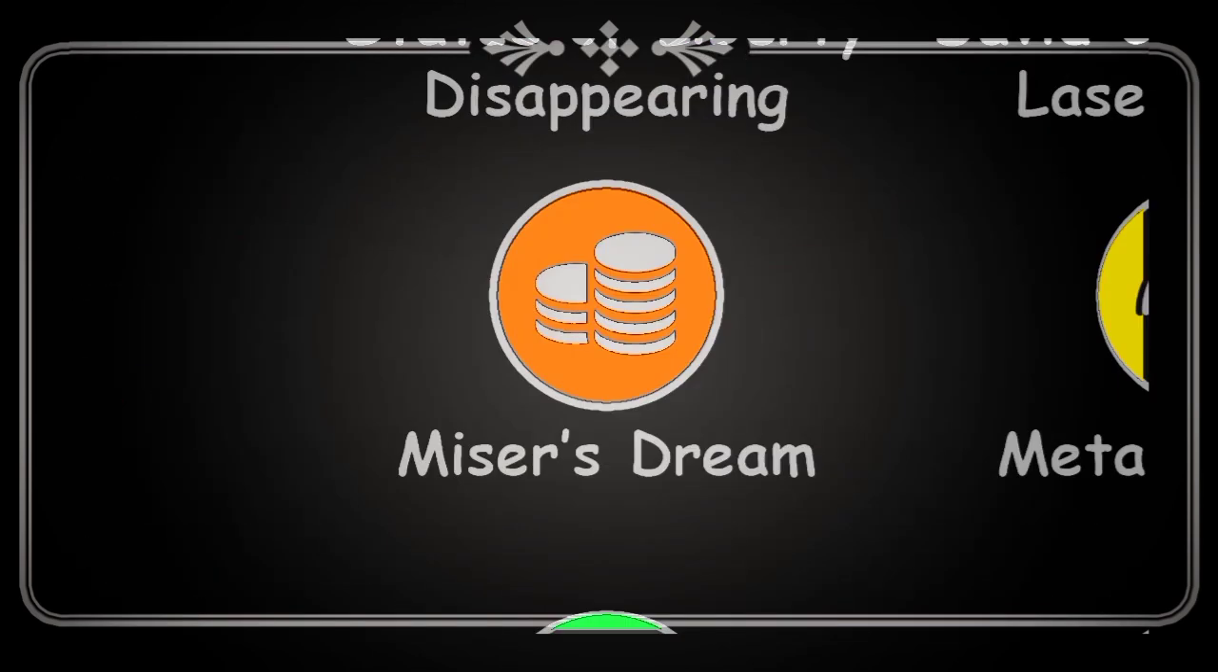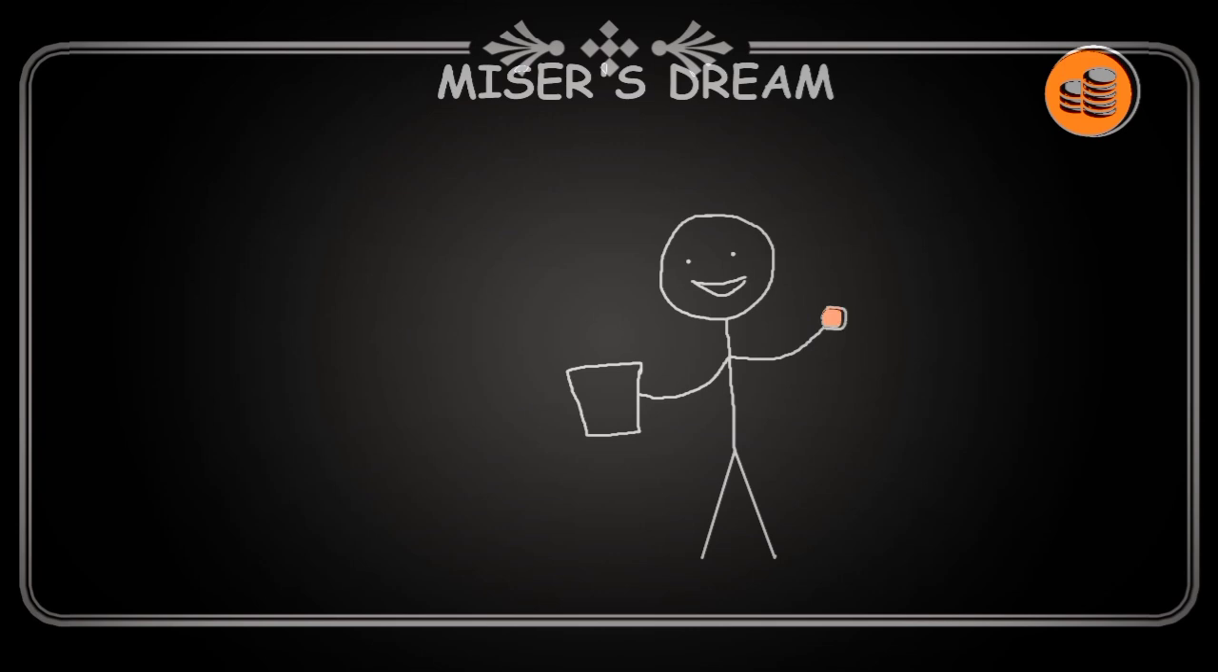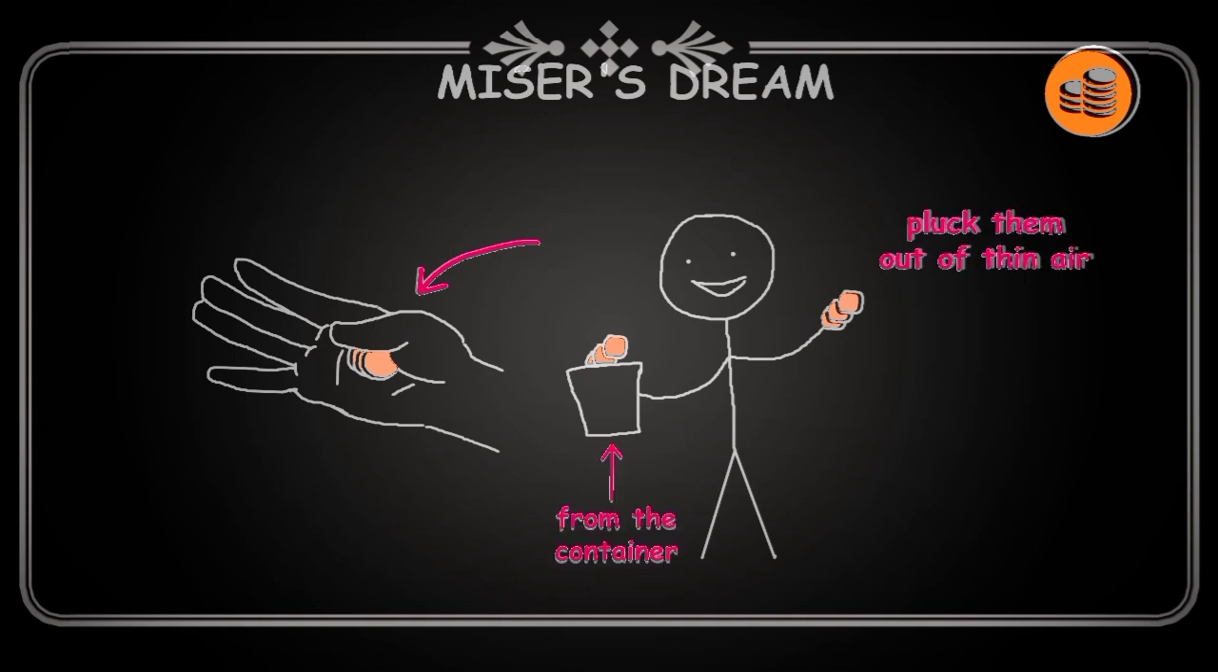Miser's dream. Very similar to Inexhaustible Bottle, this time the magician produces an endless stream of coins from seemingly empty hands or a container. This is achieved by secretly palming coins and then appearing to pluck them out of thin air or from the container during the performance.